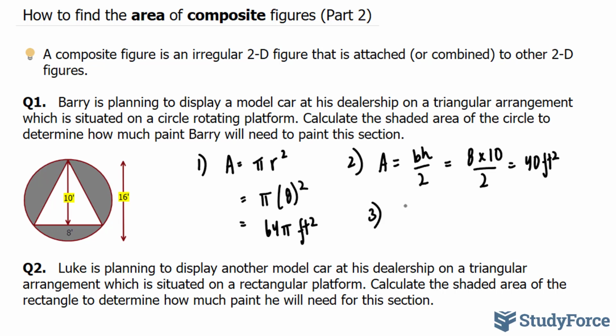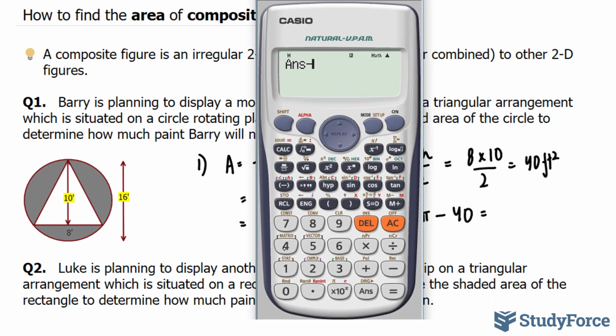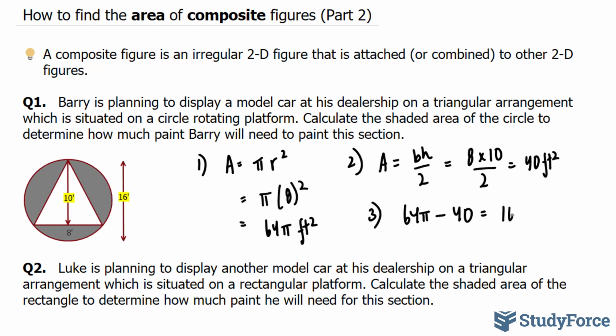Step number 3, 64 pi minus 40 gives me, using my calculator, approximately 161.06 feet squared. So the area of this shaded region is equal to 161.06 feet squared. Let's move on to the next question.